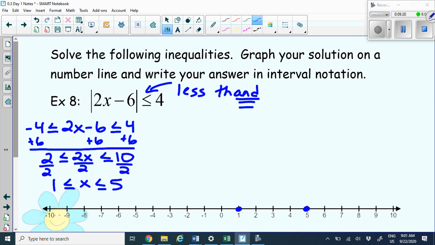Okay, so this is saying that we need numbers that are in between 1 and 5. That's basically 2, 3, 4, and everything else. So I'm going to shade in between. Now, writing the interval notation. Now that I have closed circles, I'm going to use brackets. Okay, I start at 1, and then I go to 5, and that's my stopping point.